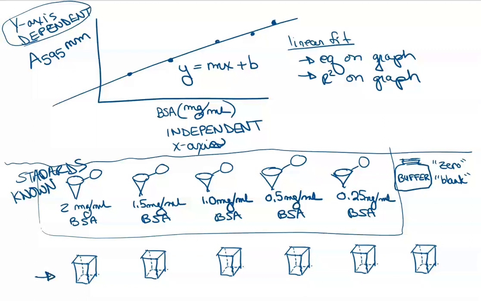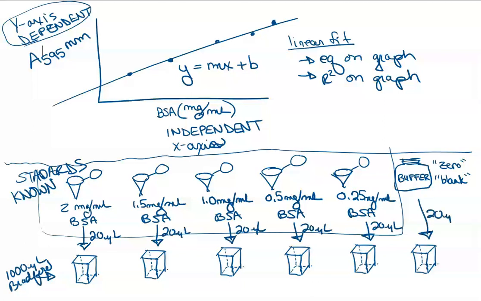And what did you put in the cuvettes? You put 1,000 microliters of Bradford reagent, and then you added 20 microliters of each of your curve points. And of course, 20 microliters of your buffer.